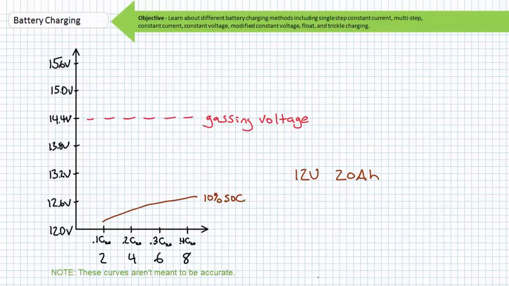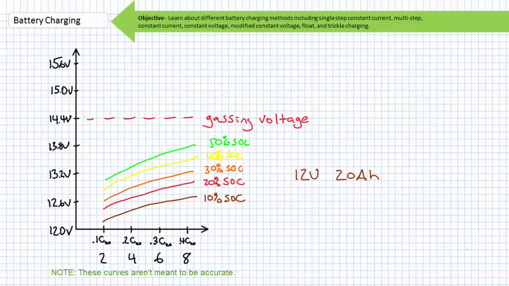If this battery was deeply depleted and only had a 10% state of charge, this curve suggests that the battery could be safely charged at the 0.4 C20 rate of 8 amps and run no risk of exceeding the gassing voltage. As the battery's state of charge increases, however, note that the charge voltage increases for the same charge rates. At a 50% state of charge, we still run no risk of exceeding the gassing voltage at the 0.4 C20 charge rate of 8 amps.